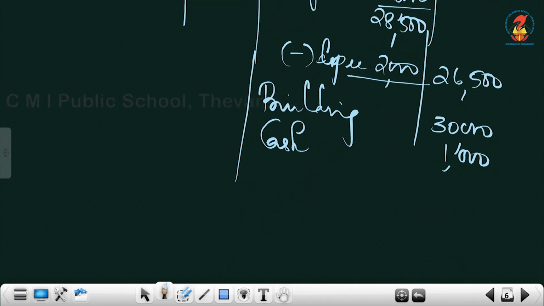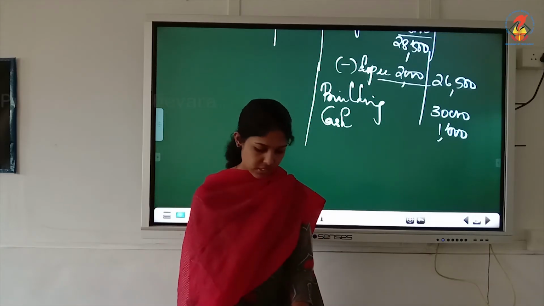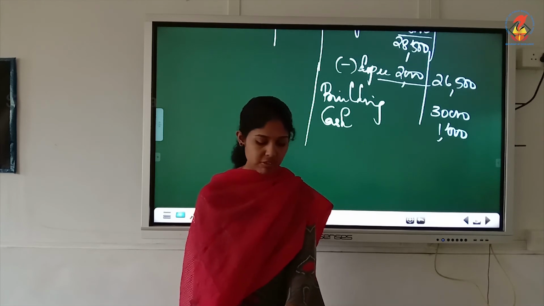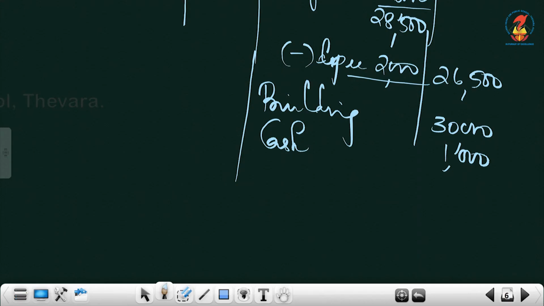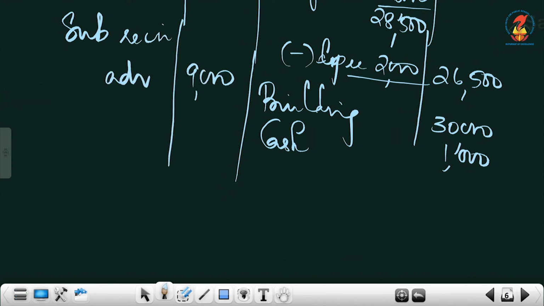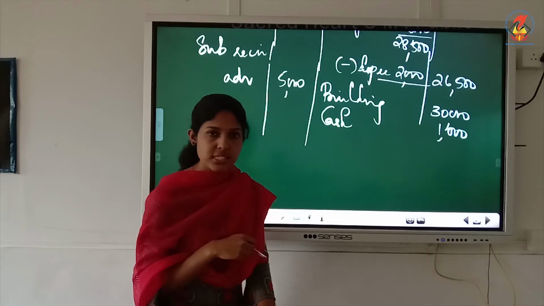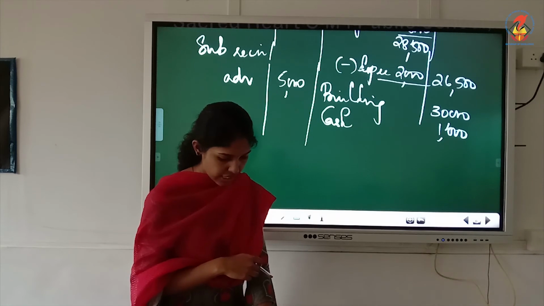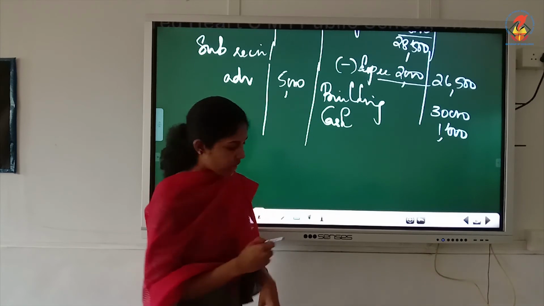Now we can look into the adjustments. The 2019 figures are given separately, you just write that. It is subscription received in advance, that is a liability, 5,000 only. Then outstanding subscription, that is this year's 2019 figure, given separately, 4,000.